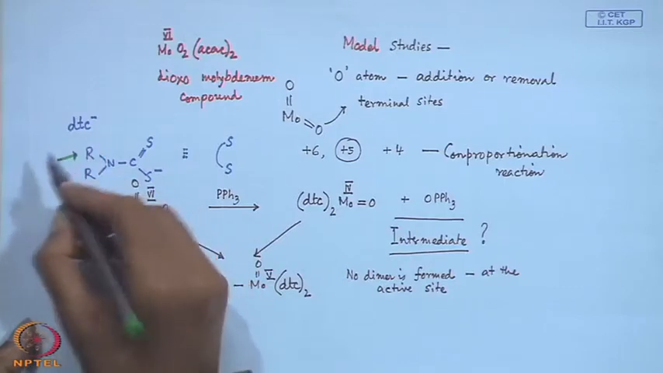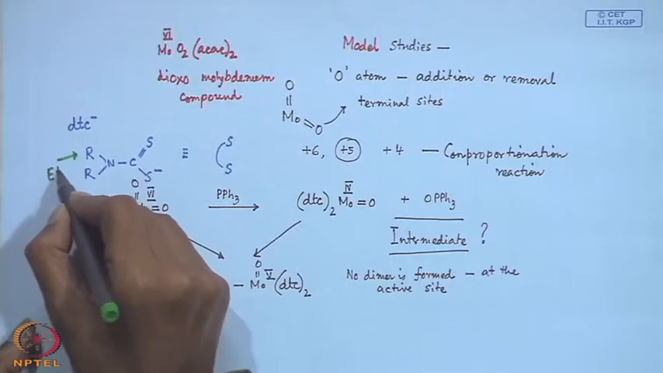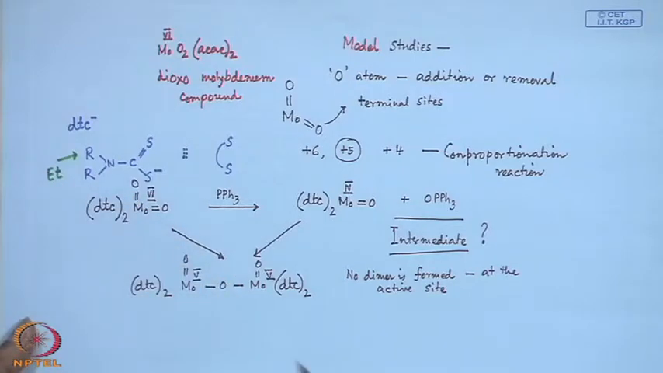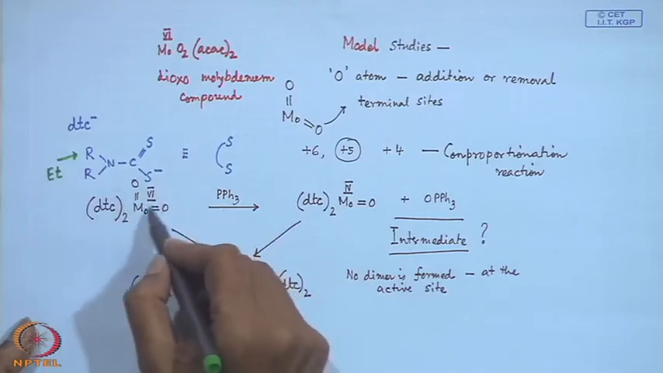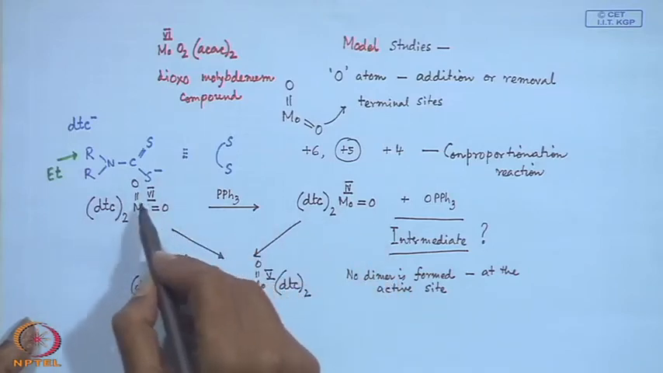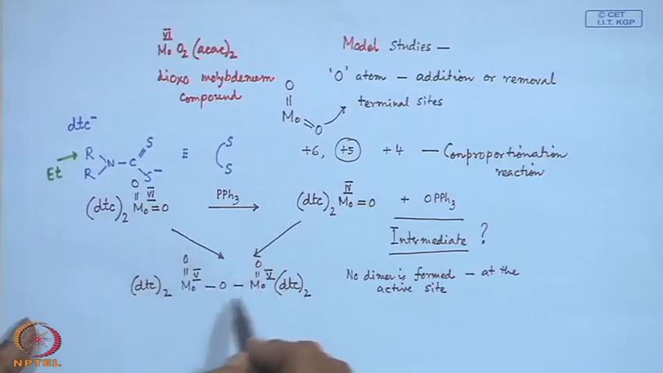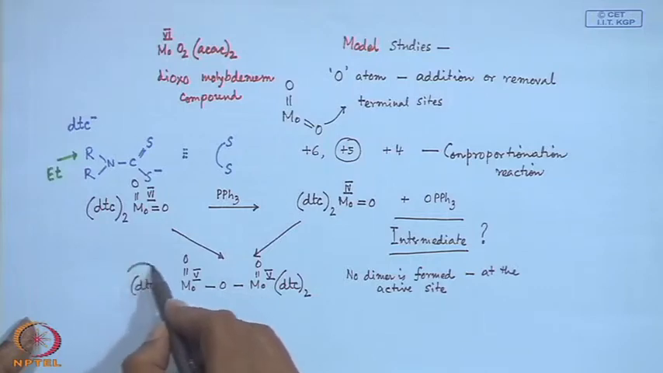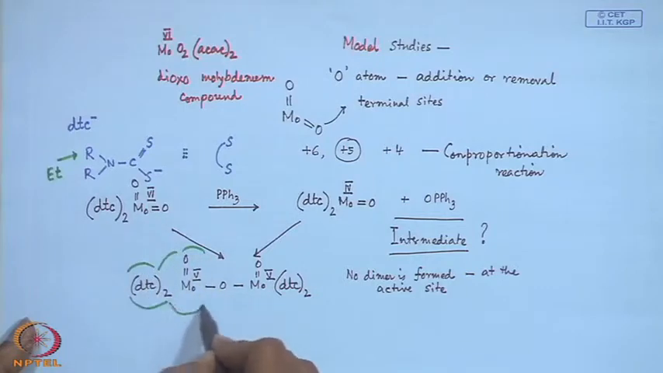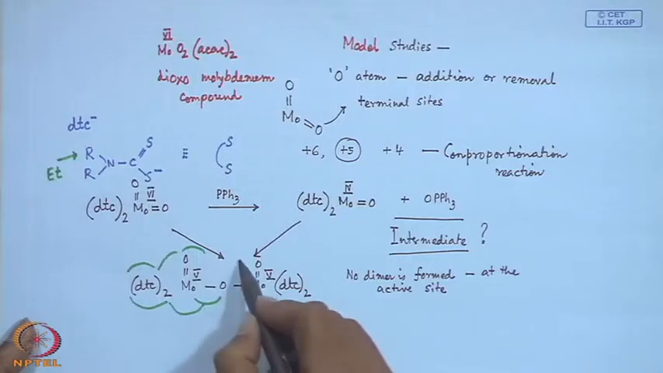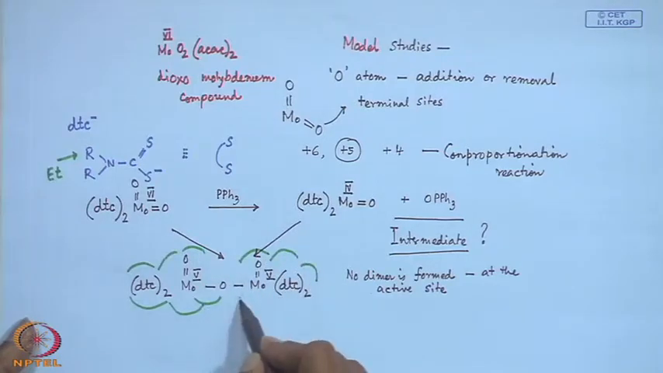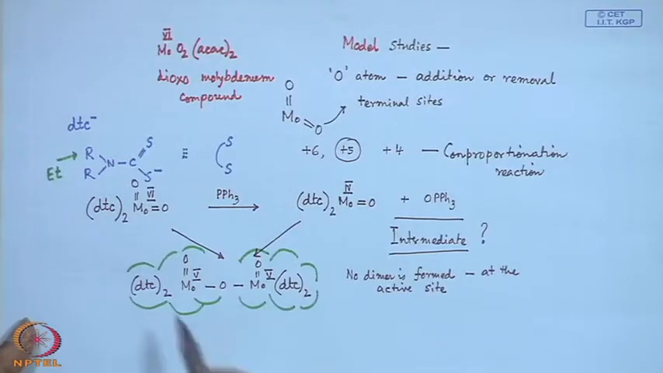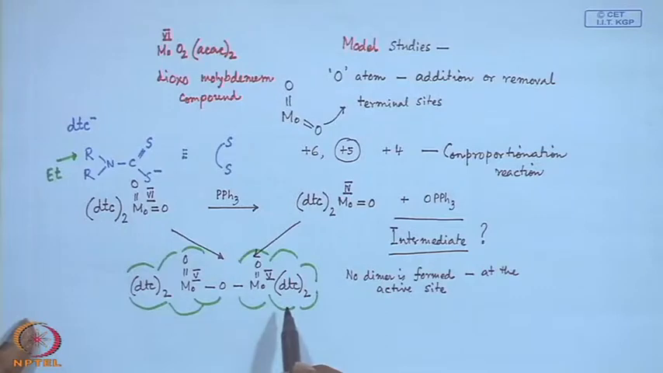In this particular case, even if we just talk about the simple dithiocarbamate, if R is ethyl, we get diethyl dithiocarbamate. At the terminal point, any of these oxo centers is responsible for the formation of this dimeric one. But in the enzymatic reaction, you have the protein envelope surrounding this molybdenum site. So, the steric bulk of these groups which are bound to the molybdenum center will prevent the corresponding dimerization reaction.